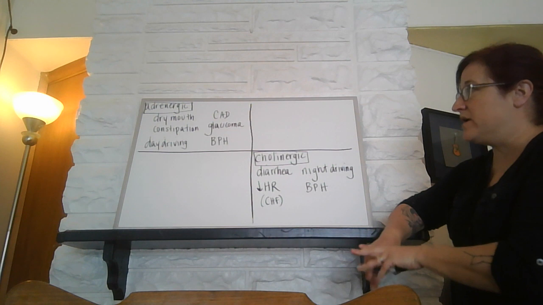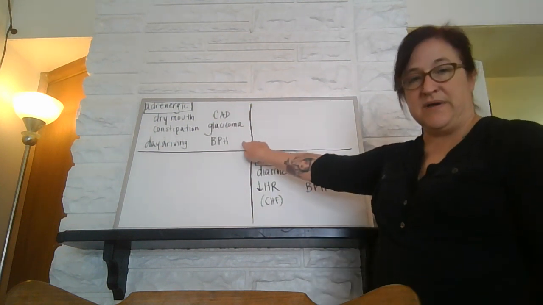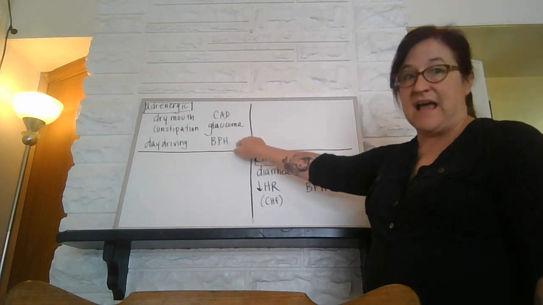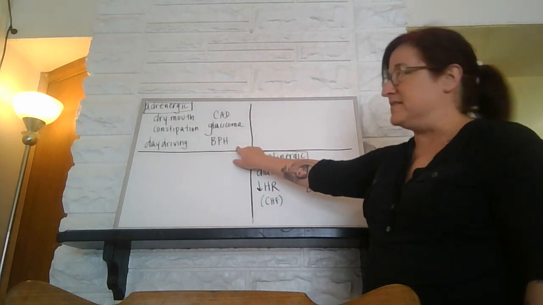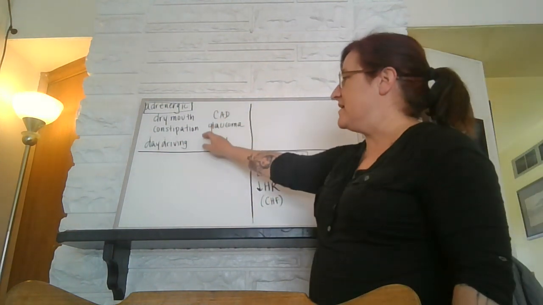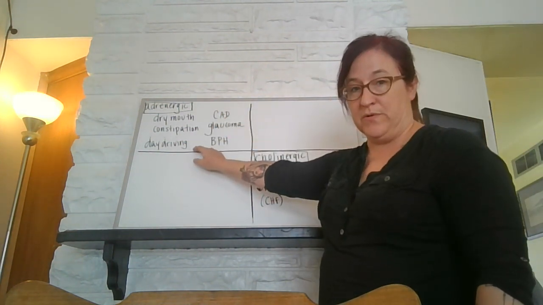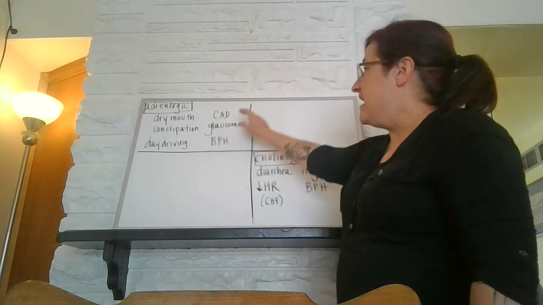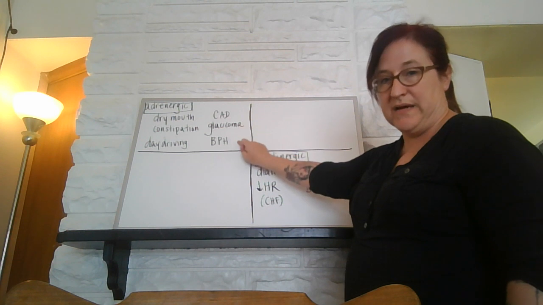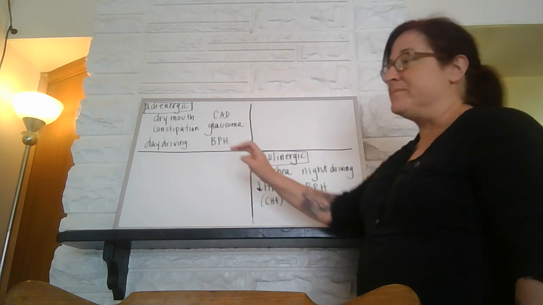The top square is the sympathomimetic, the sympathetic nervous system medications, the adrenergic medications. They will cause dry mouth, constipation. We have to worry about people who are driving during the day, and we have to be careful about people with coronary artery disease, glaucoma, and benign prostatic hypertrophy.